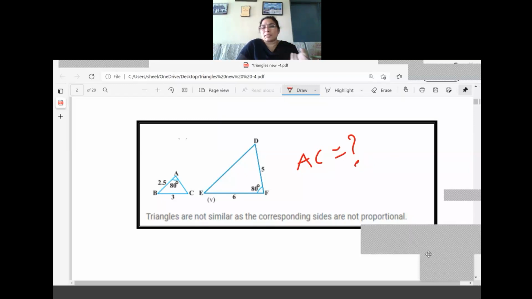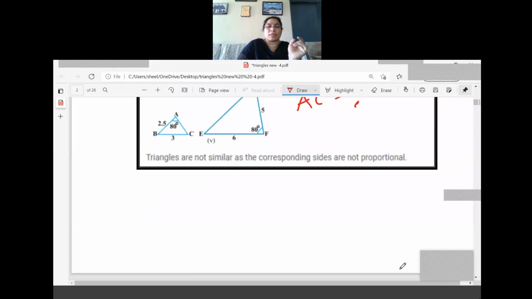In case two angles are there, we can go for the third angle, but the side we cannot find unless they give the information. So it's not given, so we cannot go for that, right?